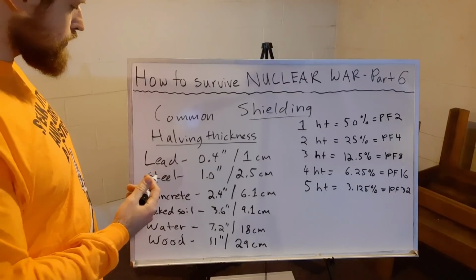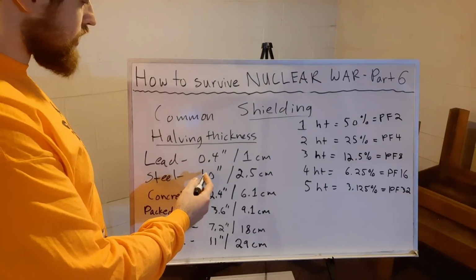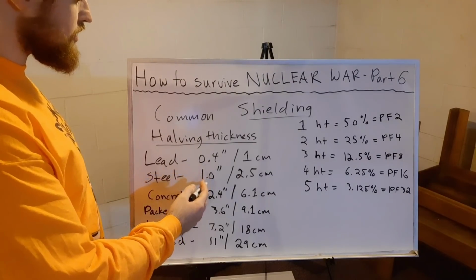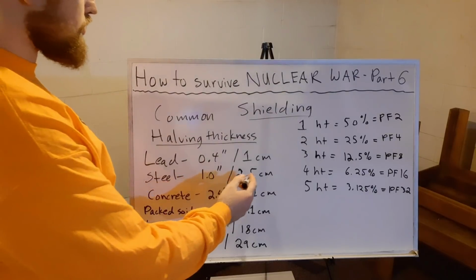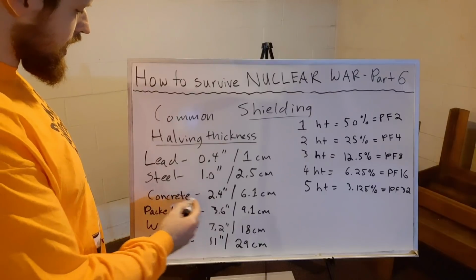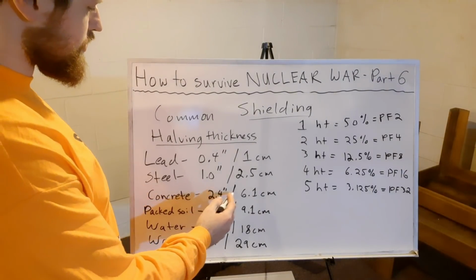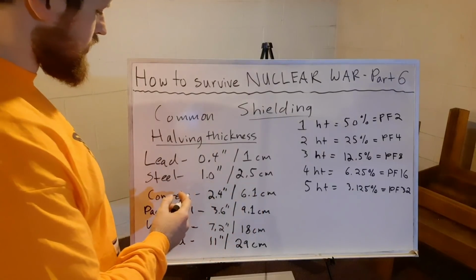And steel, you have 1 inch. 1 inch of steel reduces radiation by 50% or 2.5 centimeters. Concrete, you need 2.4 inches of concrete or 6.1 centimeters.